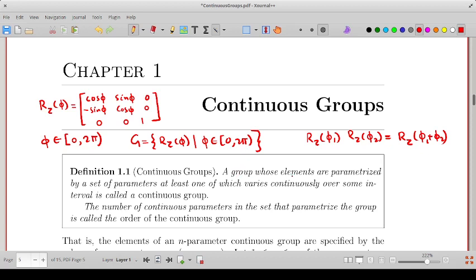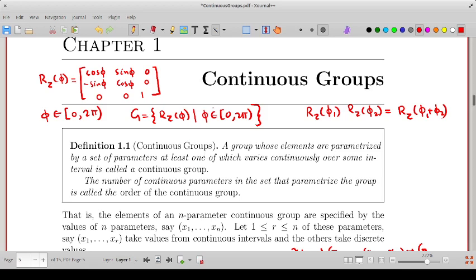So in general, a group whose elements are parameterized by a set of parameters, at least one of which varies continuously over some interval, is called a continuous group. And the number of continuous parameters in the set of parameters is called the order of the continuous group. In this example, there is only one parameter phi, which is continuous, and therefore the group is a continuous group. And since there is only one continuous parameter, the order of the group is also one.